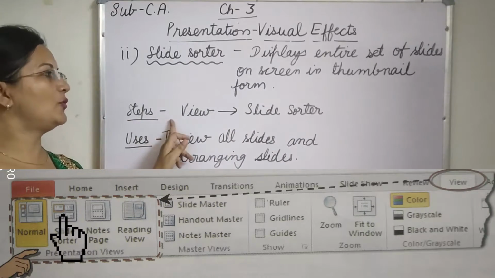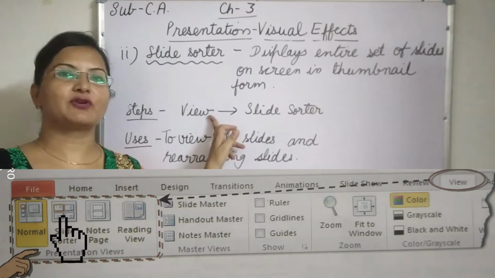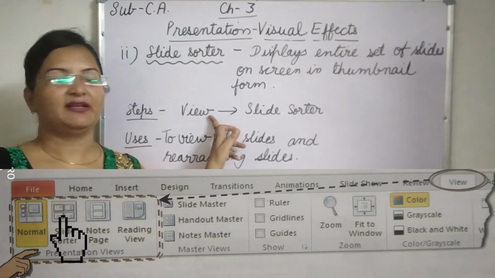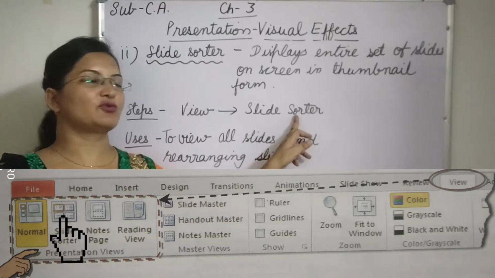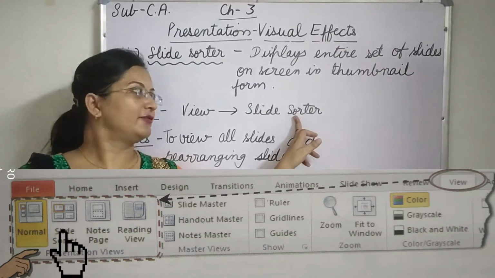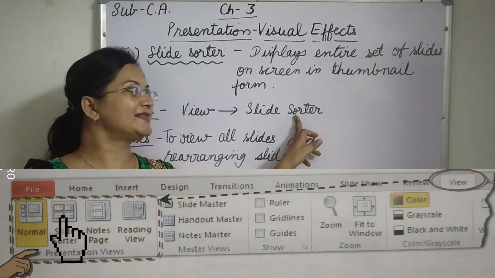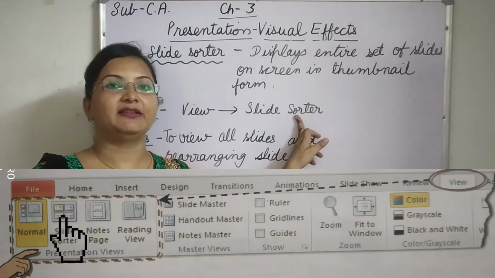Now the steps to open slide sorter view: first of all you have to click on the View tab in the ribbon, and then you have to choose the slide sorter icon from the Views group. Got it? You have to click on the slide sorter icon in the Views group.